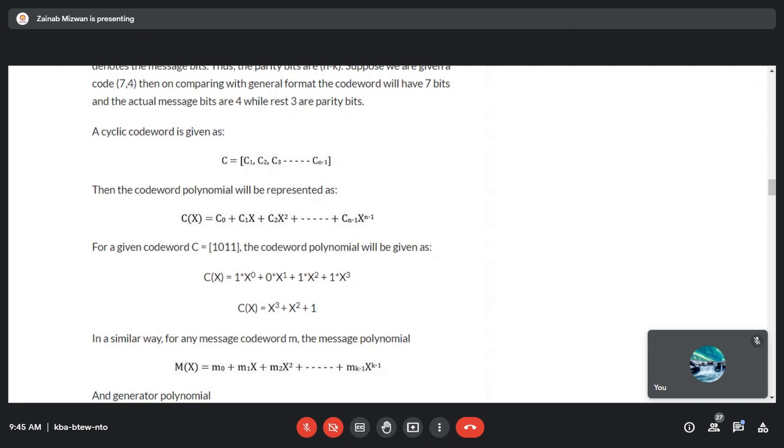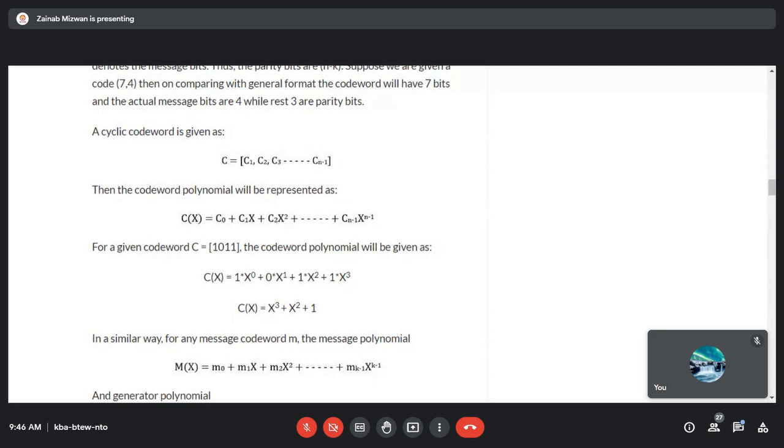C2, C3 given to you for the code word. The code word is being given as C equals 1011. Please see this on the screen which I have shared with you. The given code word is C equals 1011. So when the code word 1011 is given to us, what we have to do is find a code word polynomial. First of all I need to find a code word polynomial.